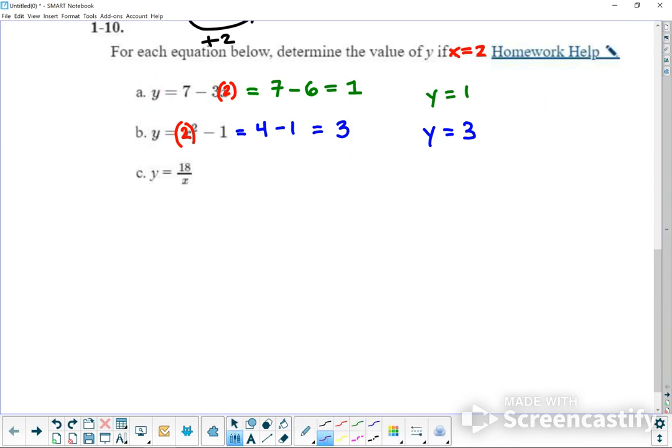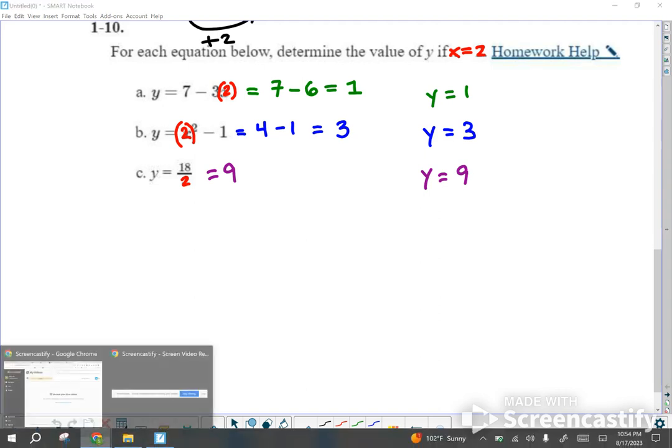All right. Last one. Again, x is 2, so we're going to put 2 right there with the x's. And then you have to figure out what 18 divided by 2 is, and that's 9. So y equals 9. So we're going to write down y equals 9. Okay, that's it. That was quick.